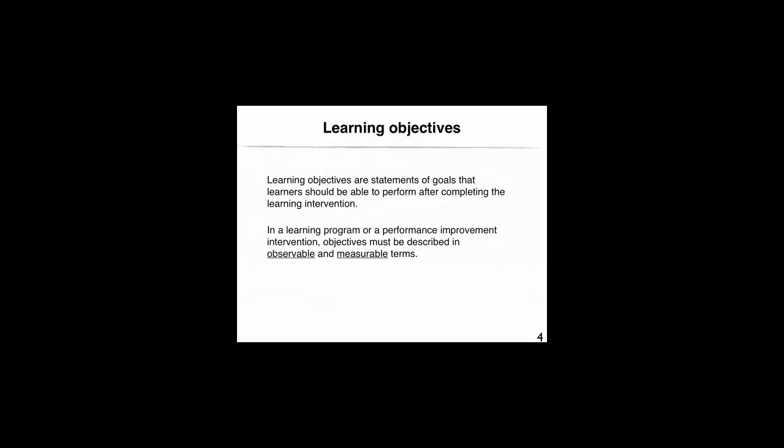Writing learning objectives is not a simple task. Here's the definition of a learning objective. Learning objectives are statements of goal that learners should be able to perform after completing the learning intervention. In a learning program or a performance improvement intervention, objectives must be described in observable and measurable terms.